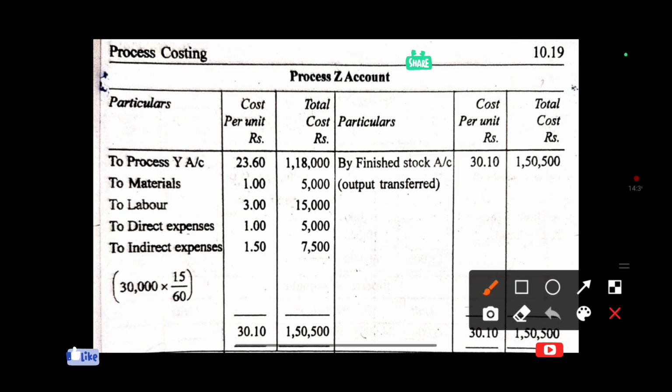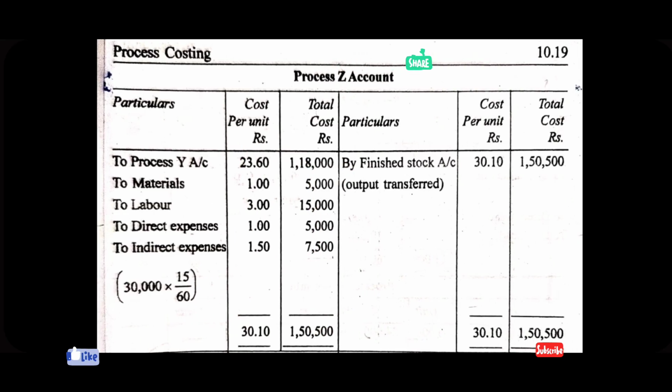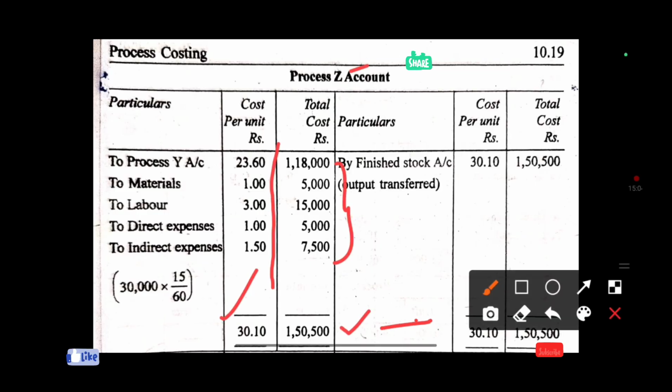Then you need to add all the cost per unit. You will get the total cost per unit for the Z account as 30 rupees 10 paise. Then the total cost is 1,50,500 rupees. At the end of the process, the total cost is 1,50,500 rupees and the total cost per unit is 30 rupees 10 paise. The same value you are going to enter on the creditor side as the total. Okay, there are no transactions on the creditor side, so the same total is to be entered as the balancing figure on the cost per unit side, and the same total cost amount you will enter on the creditor side as the balancing figure.